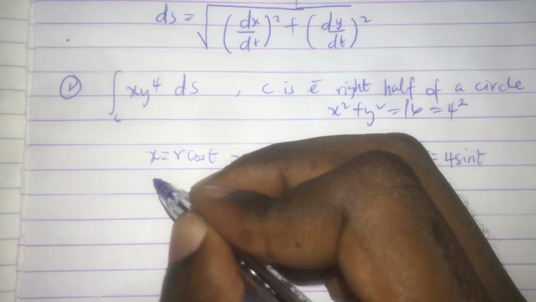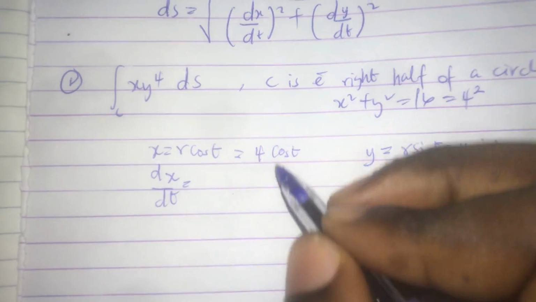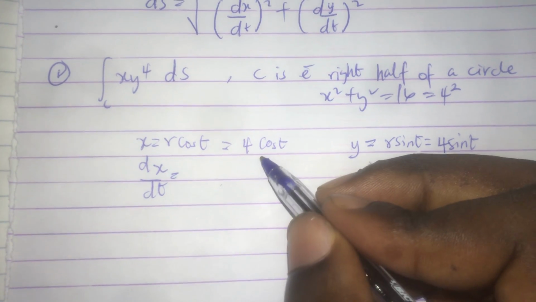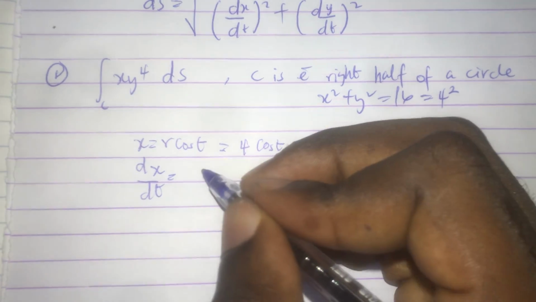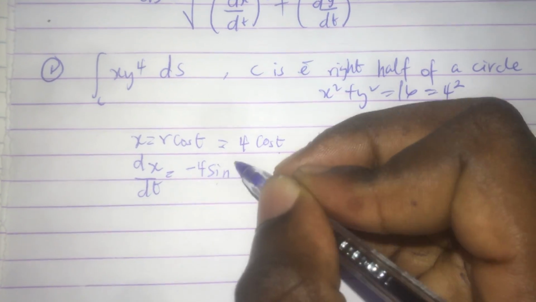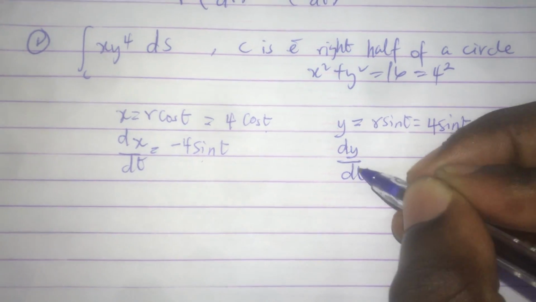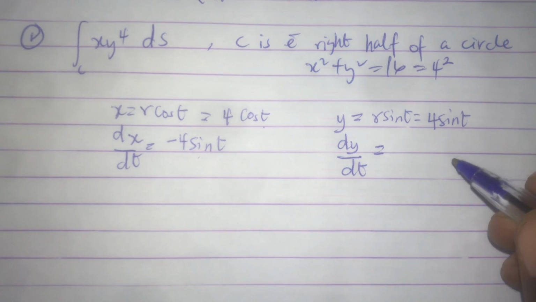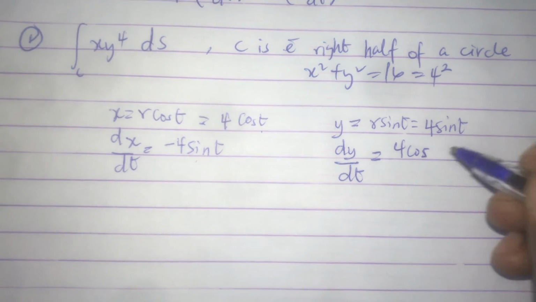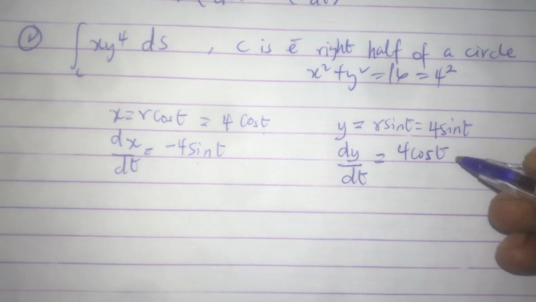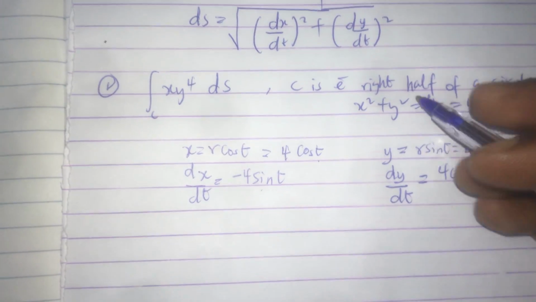In finding dx/dt, you are differentiating this with respect to t. If you differentiate cos, you get minus sine. So you have minus 4 sin t. dy/dt: if you differentiate sine, you get cos. So you have 4 cos t. Now we put this into the ds function to get our ds.